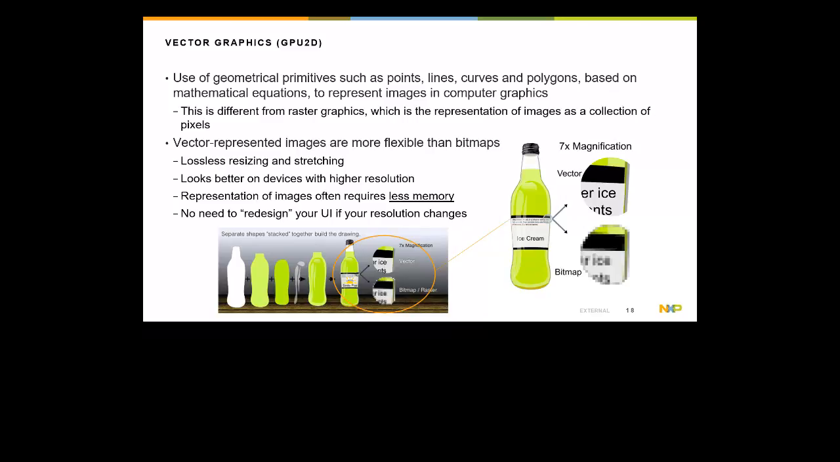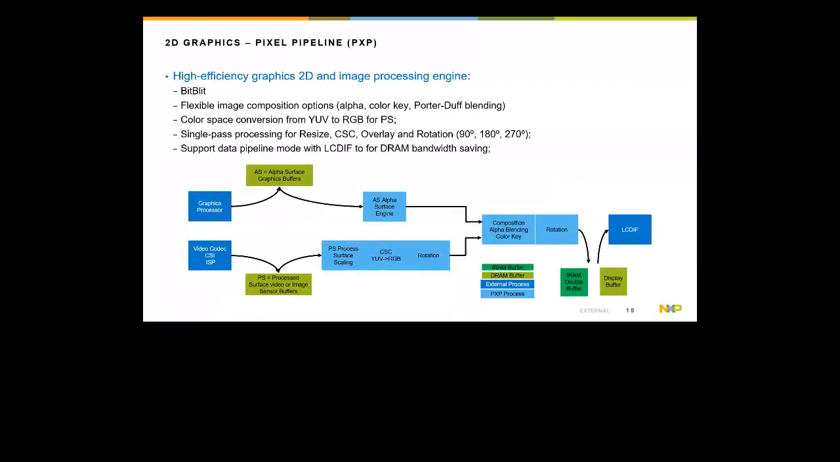A lot of these devices, especially the 1170, also include some additional graphics acceleration in the form of a pixel pipeline. So that includes bitblit, some flexible image composition options, color space conversion. And the nice thing is that all of this hardware is enabled with many of our partners, including Qt. So not only do you have access to some high performance graphics processing, but it's accessible through all of the similar frameworks that many of you are already familiar with, including Qt and a number of our other partners.